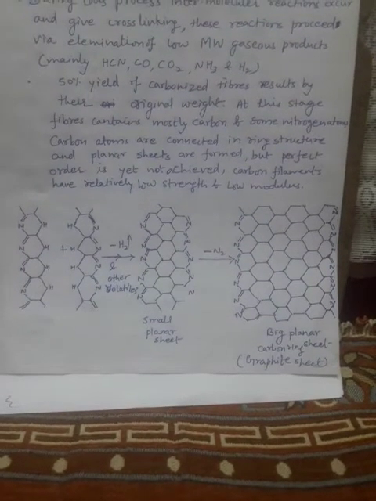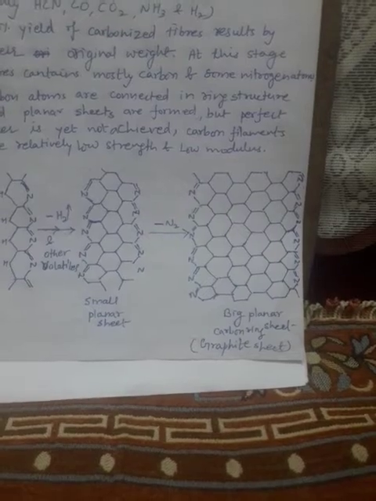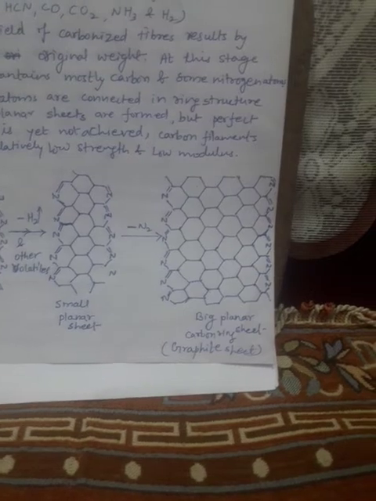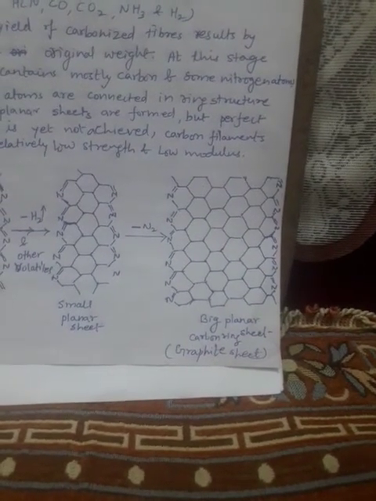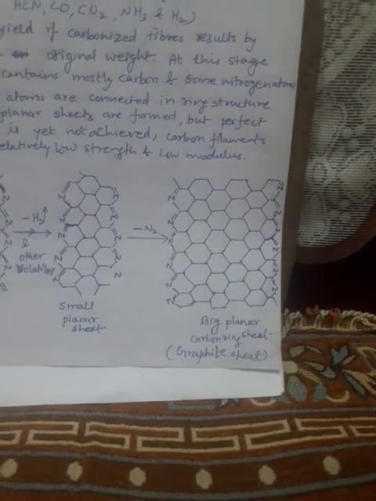You can see in the diagram the naphthyridine rings at high temperature, from 1000 to 1500 degrees centigrade. First the hydrogen and other gaseous matter evolve and convert into small planar sheets, and with further increase in the temperature, the small planar sheets start to convert into big planar sheets of carbon ring structure, which has mostly carbon and some amount of nitrogen.